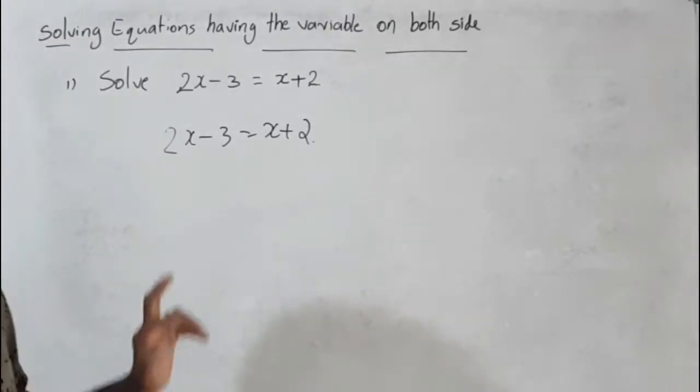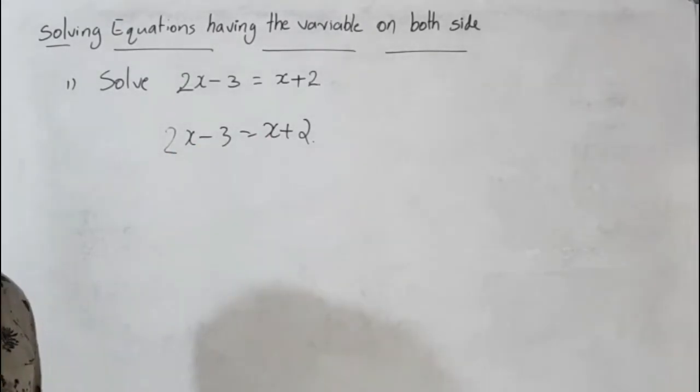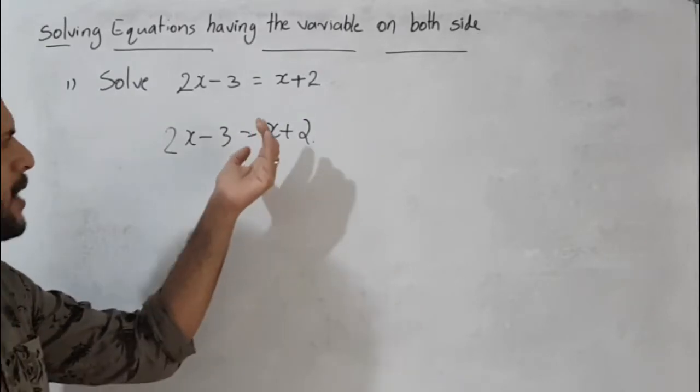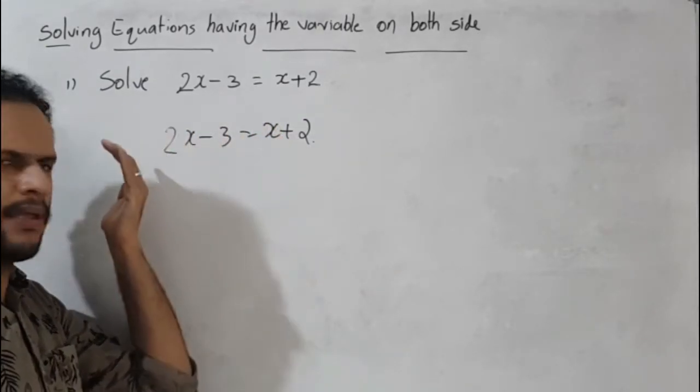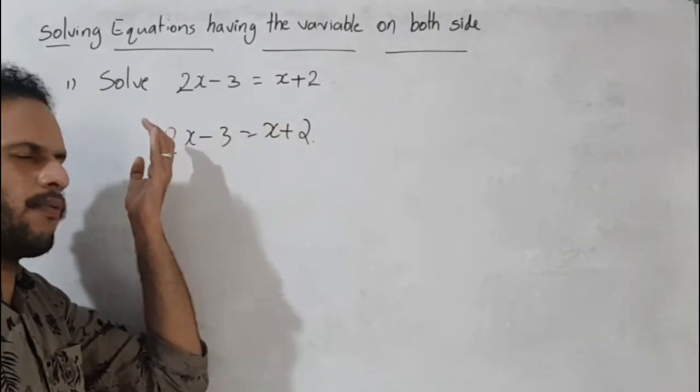So which one is bigger, 2 or 1? It's very clear, 2 is bigger, correct? So it is better to transpose 1x to the side of 2x.